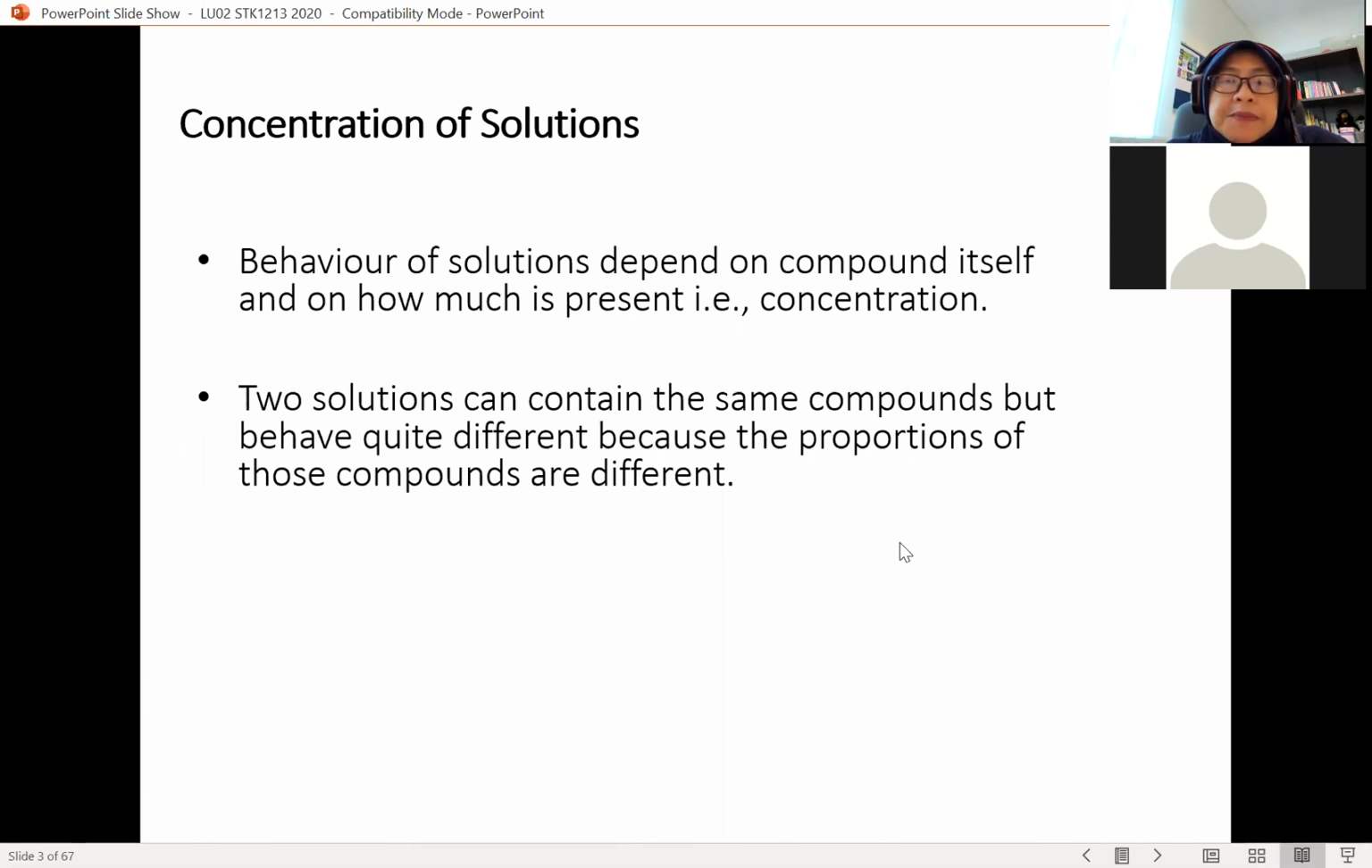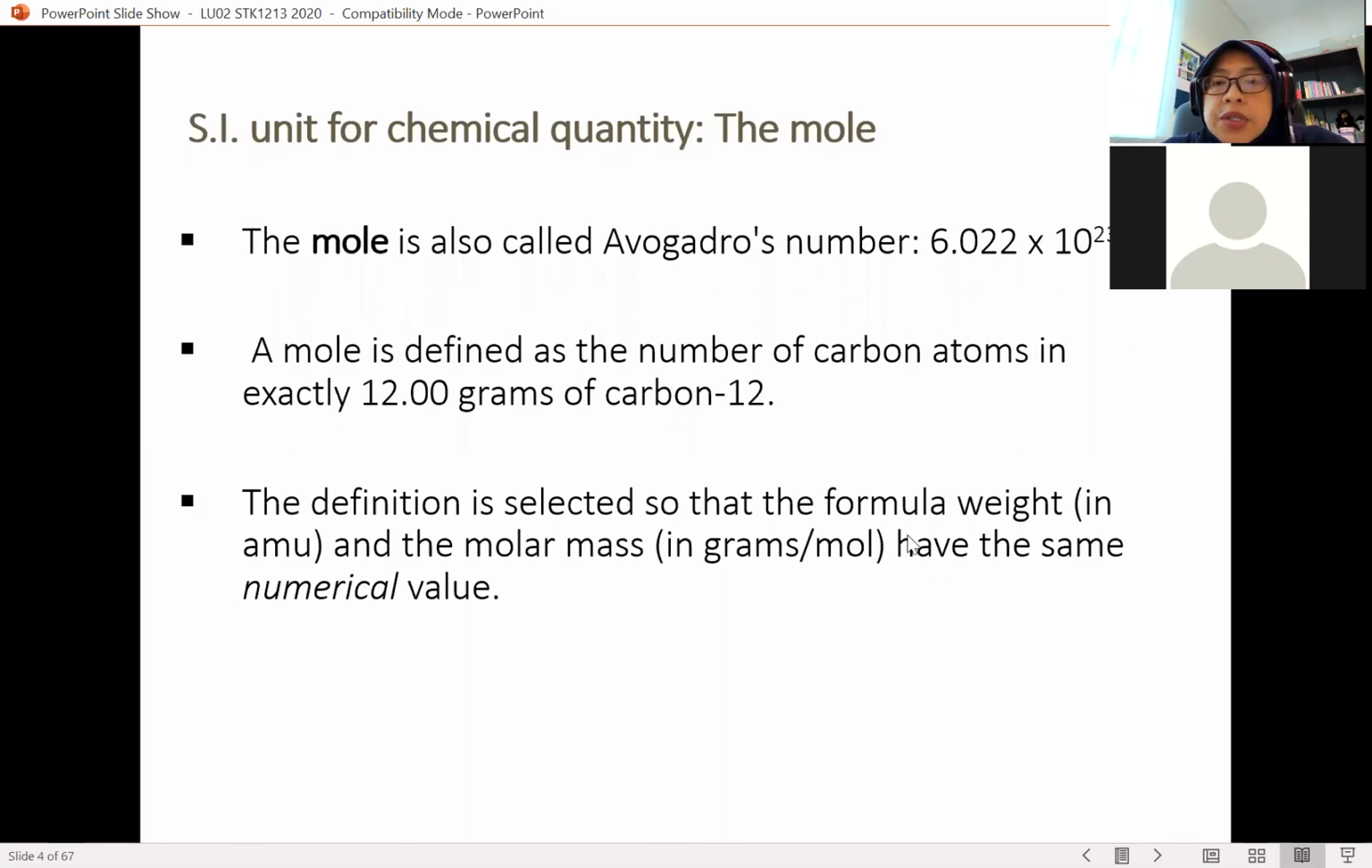Okay, you are going to use a lot of concentration in analytical chemistry, and they will be of different units, which requires you to understand the unit conversion and also to understand the definition of each concentration unit.